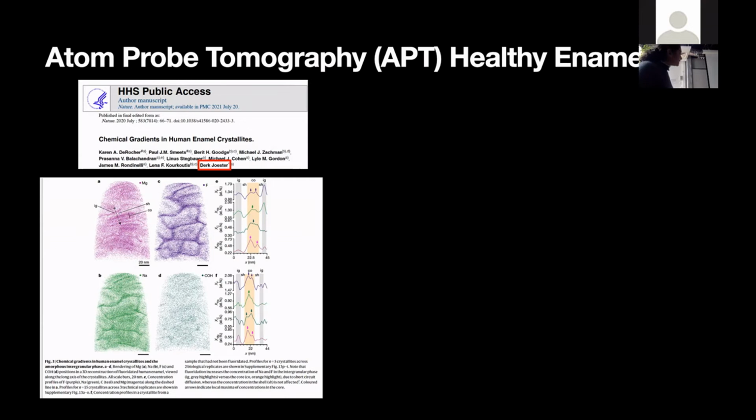So last year, publishing in Nature, the group clearly mentioned that there exists a chemical gradient in human enamel crystallites. So it's clearly at the nanoscale. We talk about crystallites, the smallest unit of enamel, around 70 to 90 nanometers. For example, prisms are composed of a billion crystallites, just to remind you.